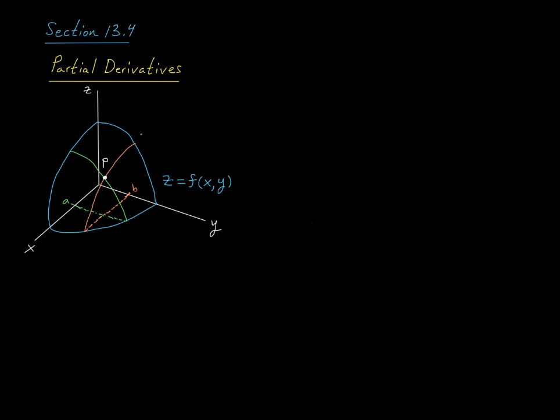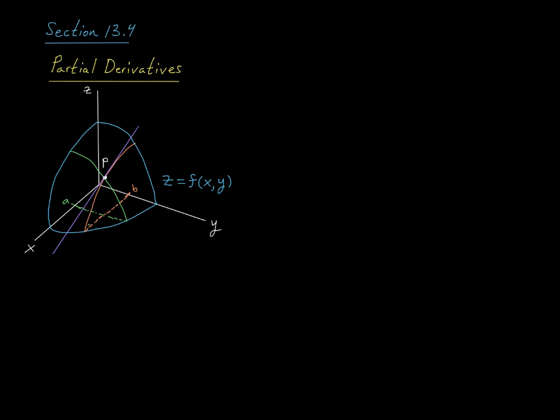And then likewise, if I intersect our surface with the plane y equals b, I'm just going to get this orange trace curve. Now imagine that you're standing at the point P and you want to measure the steepness of this hillside if you move in the positive x direction. How could we go about doing that? Well, that's equivalent to asking what the slope of this purple tangent is as we move in the positive x direction.